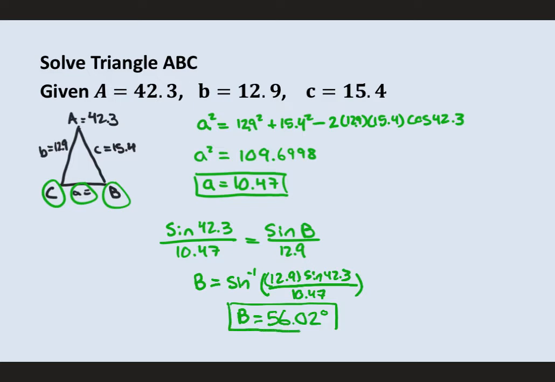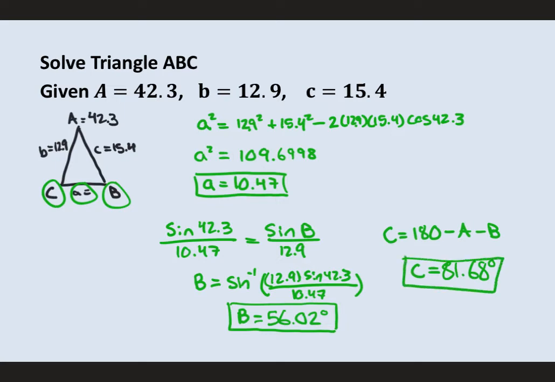And so all we have left to do is find angle big C, and this is where our job gets a little easier because we already have two of the angles, so we can just do triangle sums. So big C is going to equal 180 minus big A minus big B, and we get that big C equals 81.68 degrees. And there we have it.